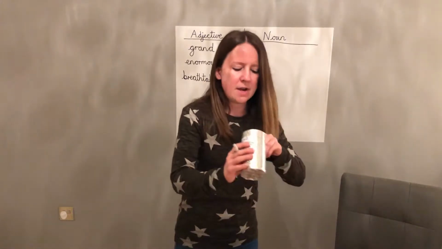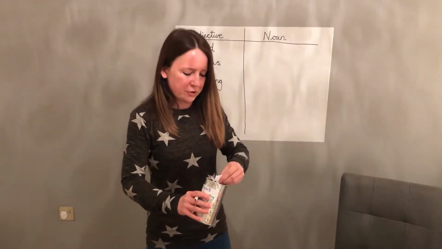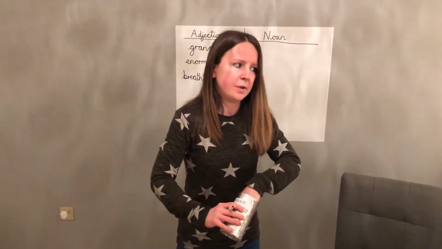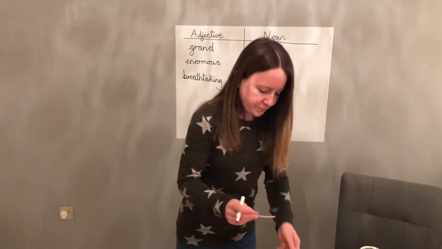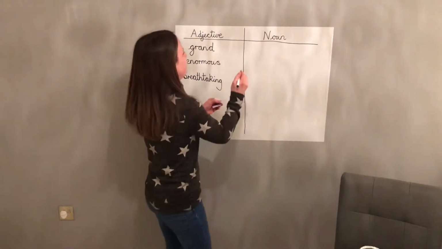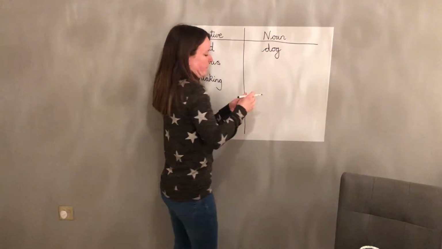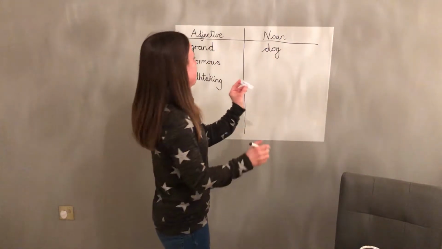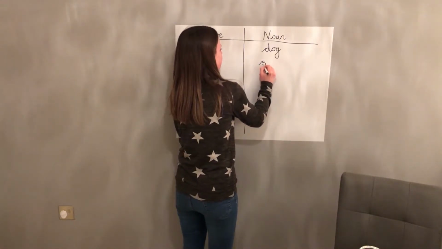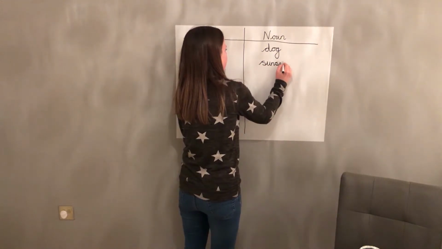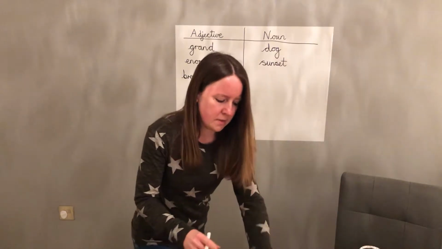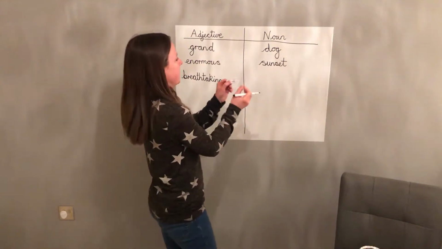Right, let's pick out 3 nouns now, and then I'll write those on the board for you. 1, 2, 3. Okay, I've got dog. Then I've got sunset and lake.